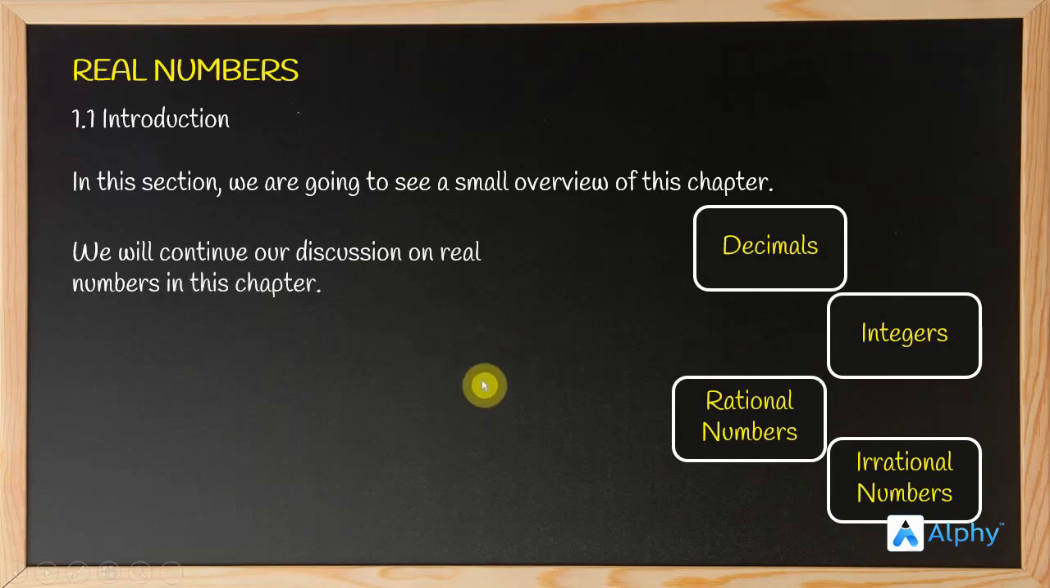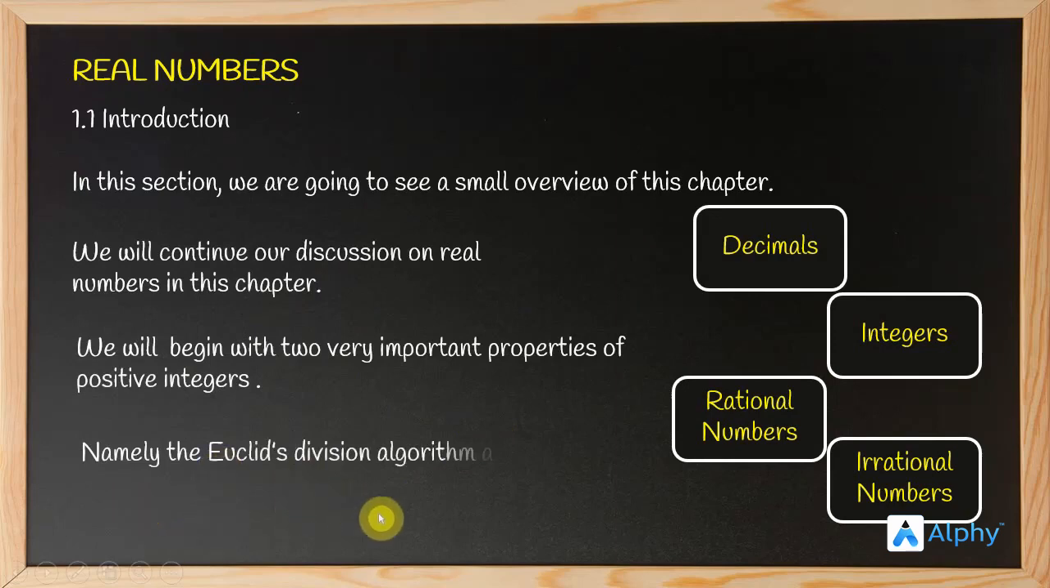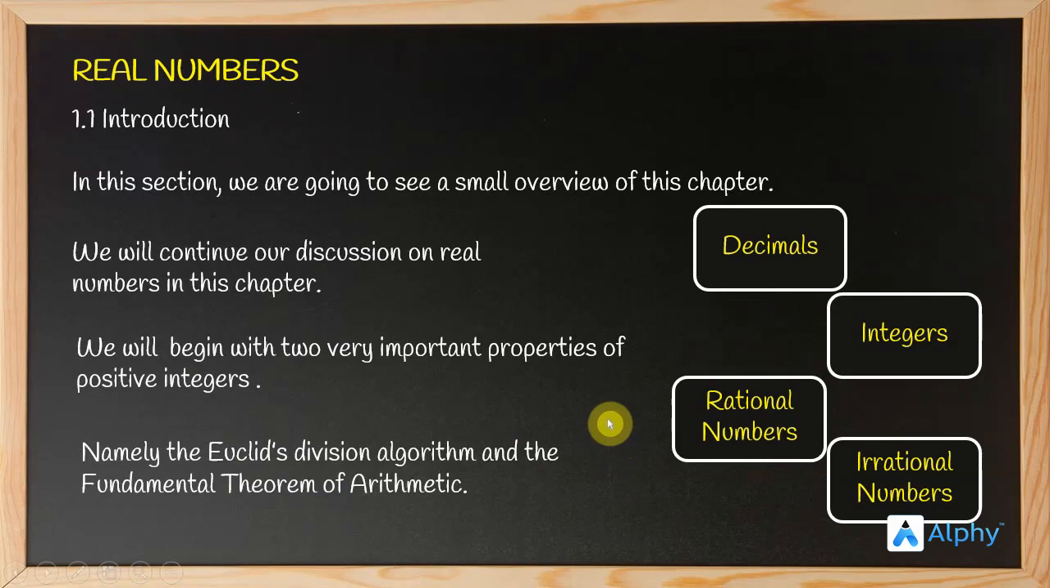in this chapter. Now we will begin with two very important properties of positive integers. These properties are namely the Euclid's division algorithm and the fundamental theorem of arithmetic. These are two new properties which we are going to look through in this chapter, and today we are just going to go through these properties very briefly, and we are going to see what these mean and try to get to know what these properties are for.